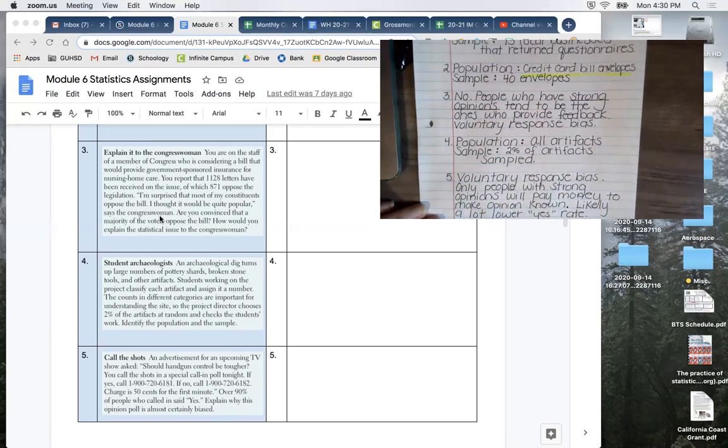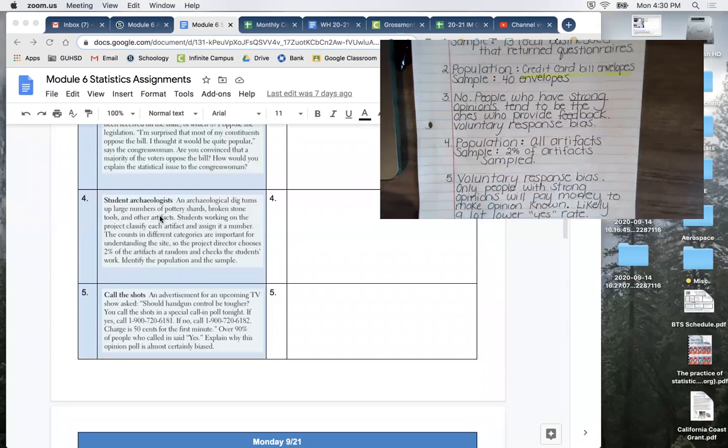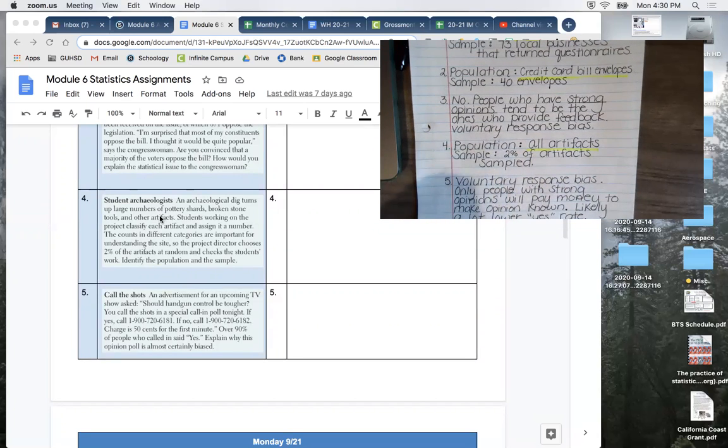In number 4, they ask again, what is the population and what is the sample? Here the population is all artifacts. I'll let you read it, but it's all artifacts. The sample is the 2% of the artifacts that they actually sampled.